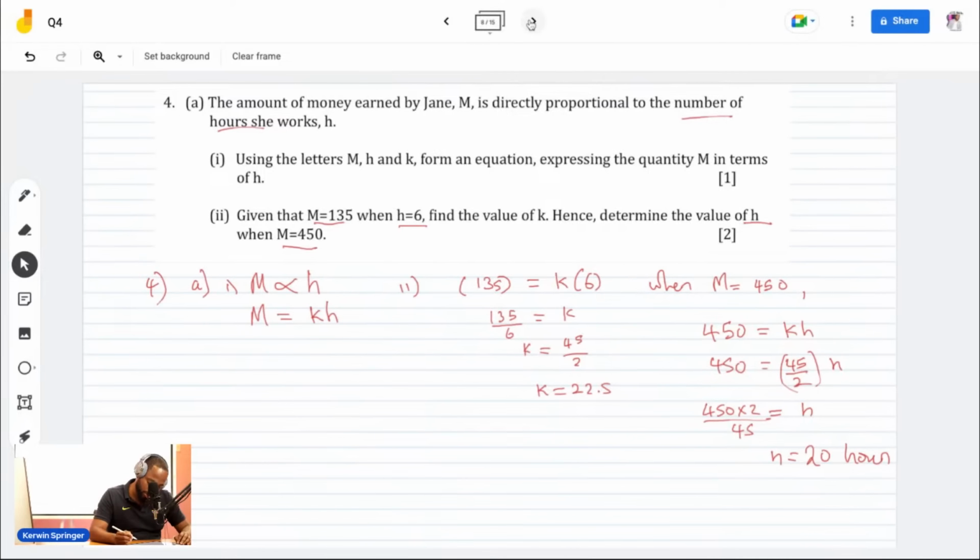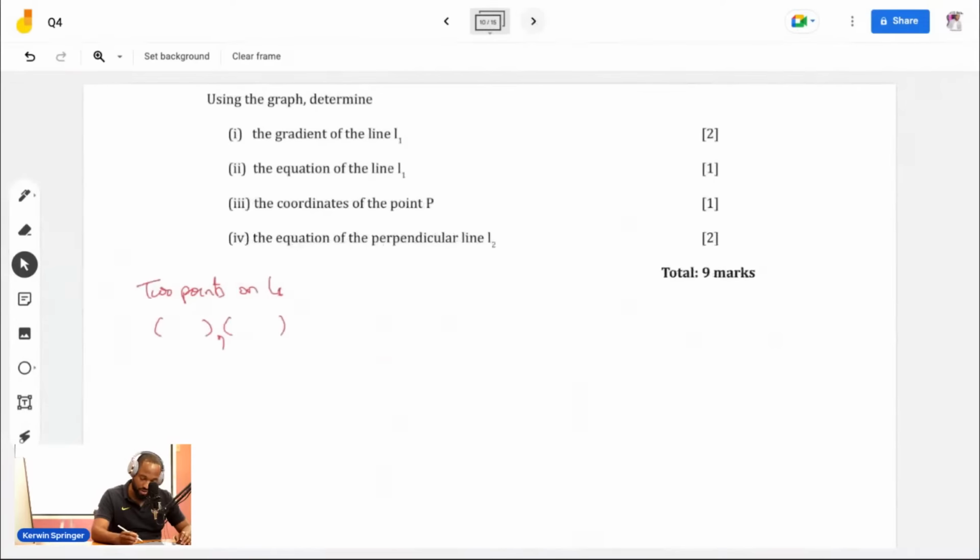Let me see two points I'm going to use. Easy points, right? What are those points? Let me write the coordinates here: 0, -3, and 6, 0.